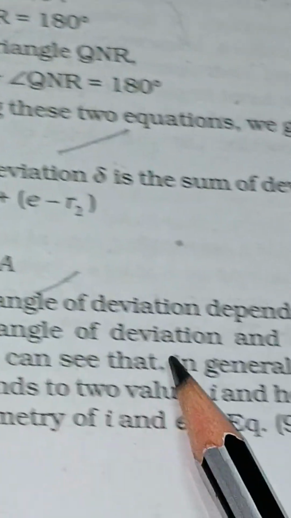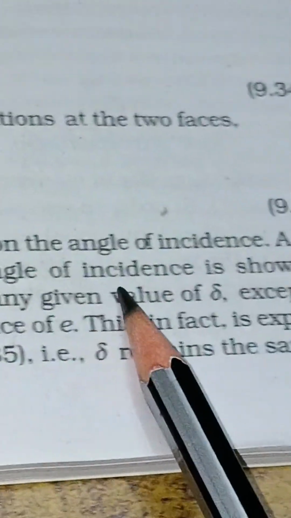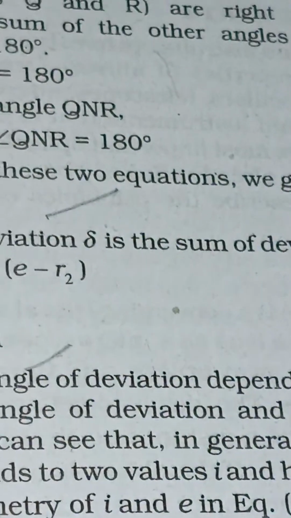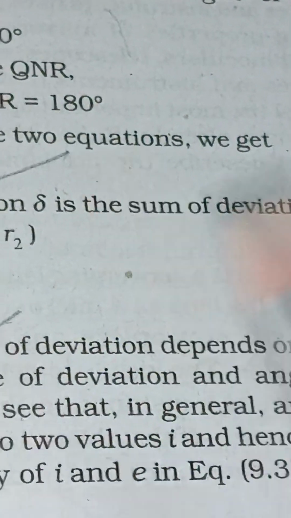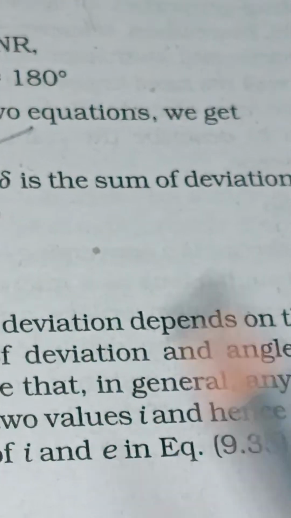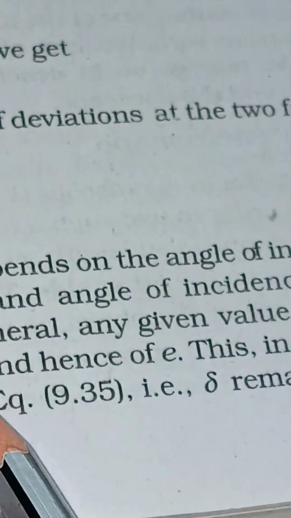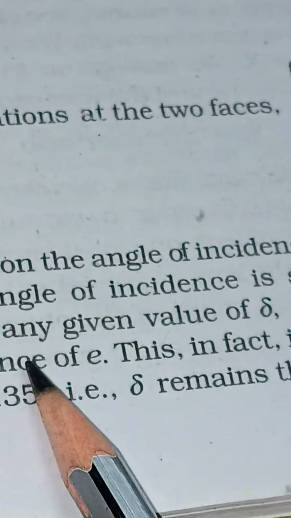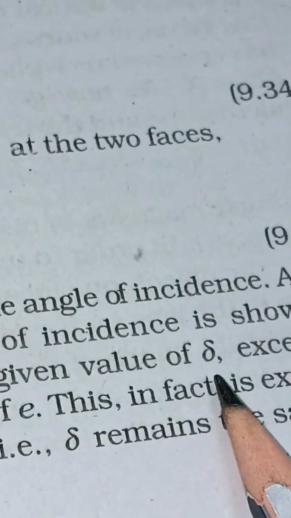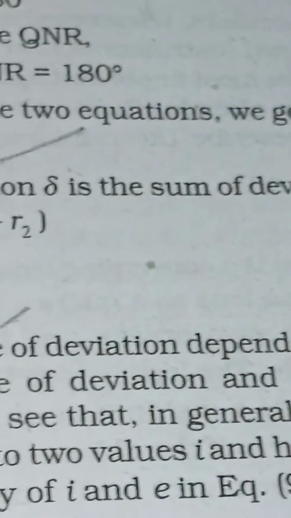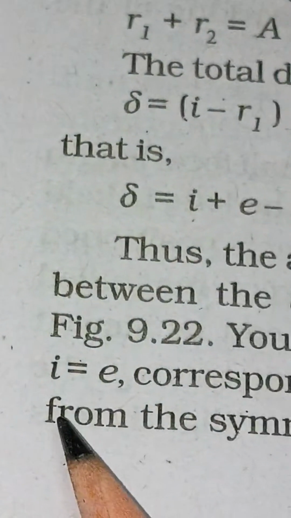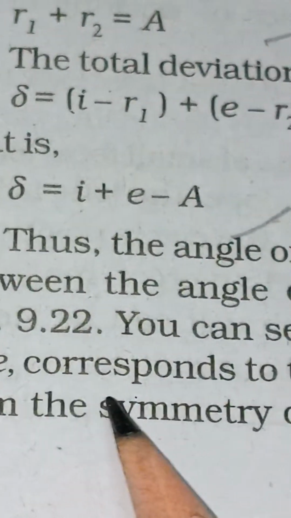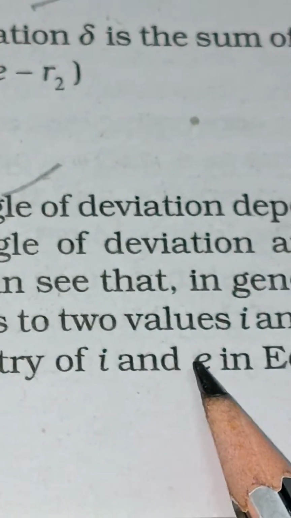A plot between the angle of deviation and the angle of incidence is shown in figure 9.22 on the next pages. Here we can see that for any given value of delta, except for i equal to e, there correspond two values of i and hence of e.